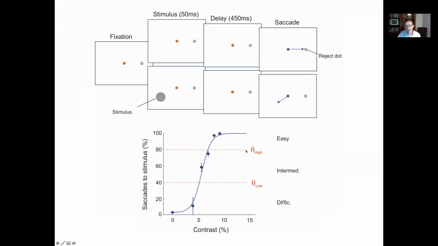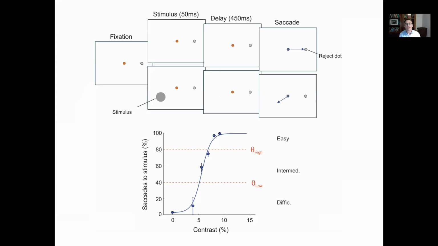And easy we defined as above this threshold. I already mentioned that, 80%. There was also a low threshold, and if it was between the two thresholds, we said this is a stimulus that is of intermediate difficulty. And if it was below the low threshold of 40%, then we said this would be a difficult stimulus.